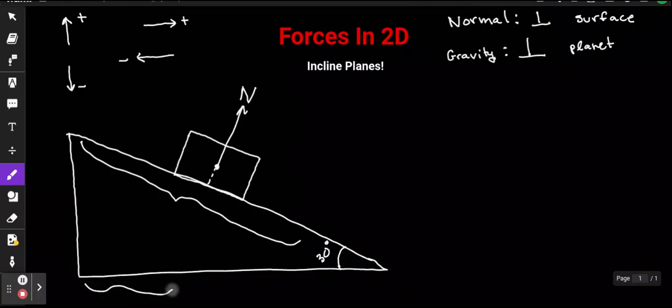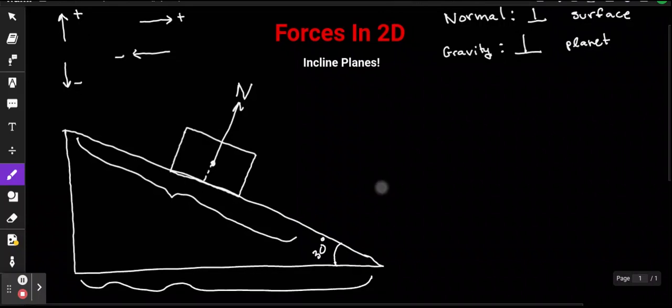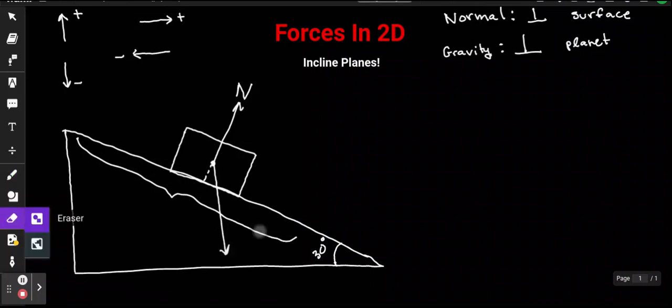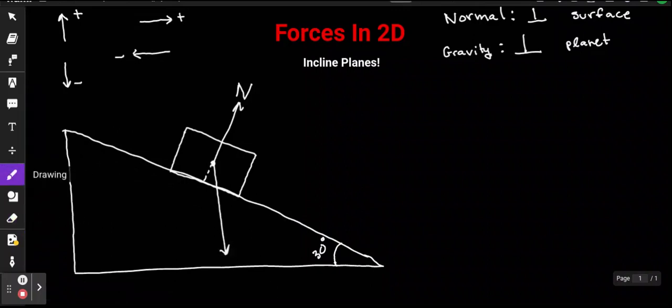This area is our planet, the surface of our planet, or Earth, and that means our gravitational force or weight has to be perpendicular to it, like so. So that's where many people get confused.